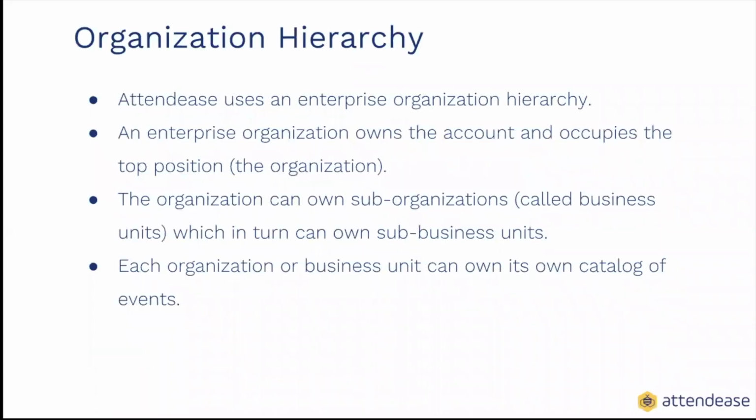Let's start with a couple of terms you should be familiar with. The term organization refers to the primary account. Attendees uses an enterprise organization hierarchy. An organization can own sub-organizations, which we call business units. Each business unit can own sub-business units, and each organization or business unit can own its own catalog of events.